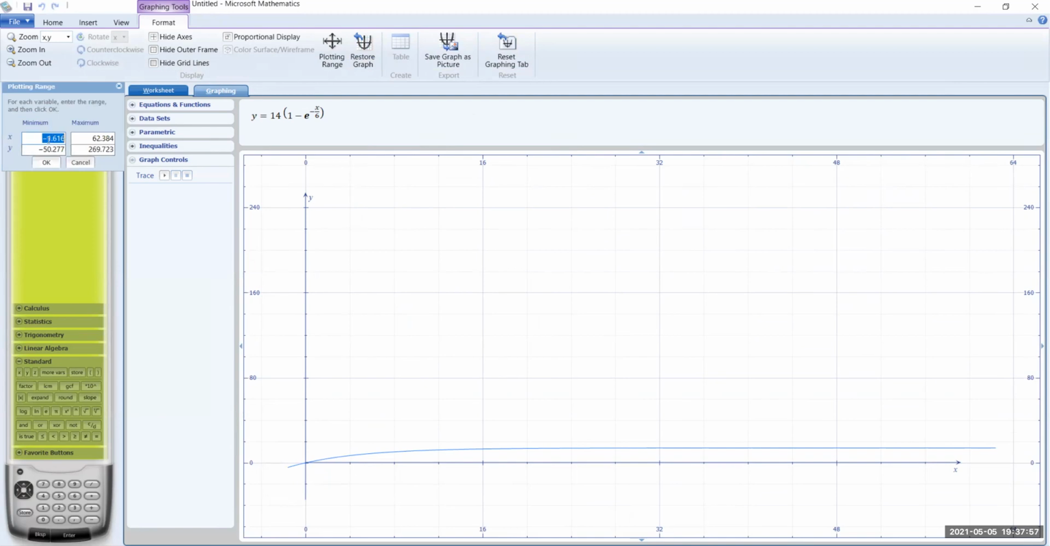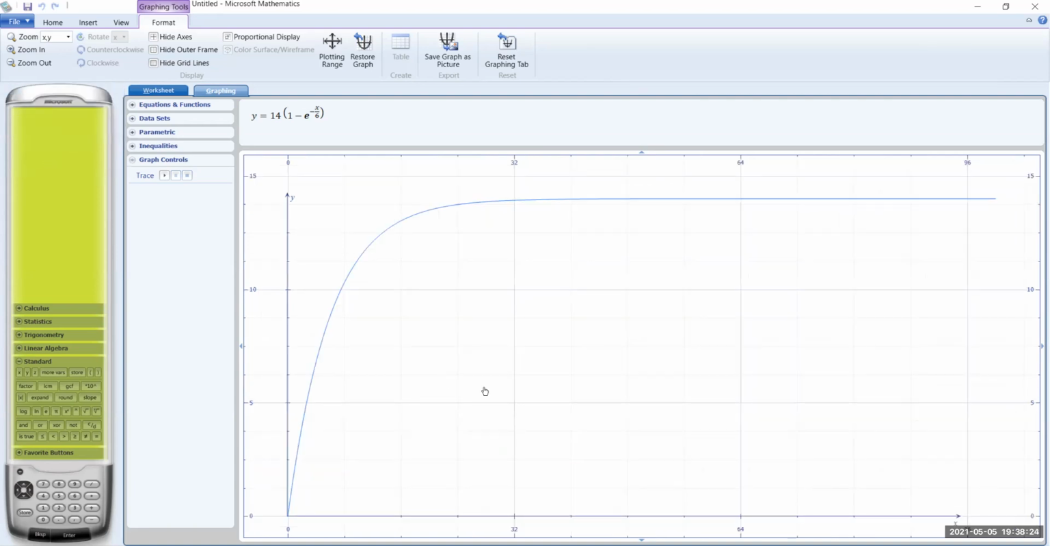Plotting range. So I'm going to plot it from x equals 0 to 100, if I find 100 seconds. 100 seconds is practically infinity. I know the y has to also start at 0. And how much was the terminal? It was 14 meters per second. So we're going to stop it at 14 meters per second, and plot it from 0 to 15 meters per second on the y-axis. So this is how the function looks.